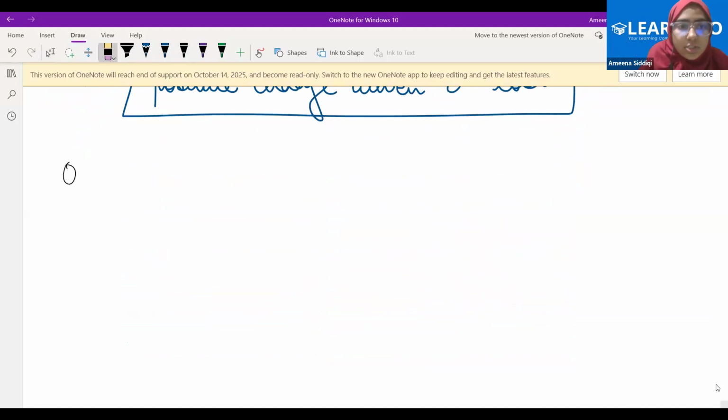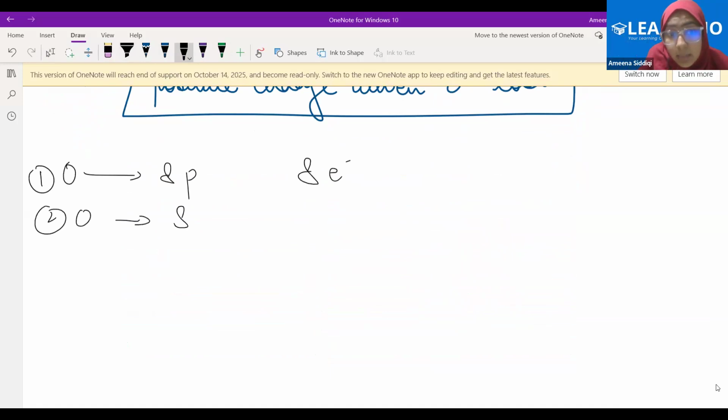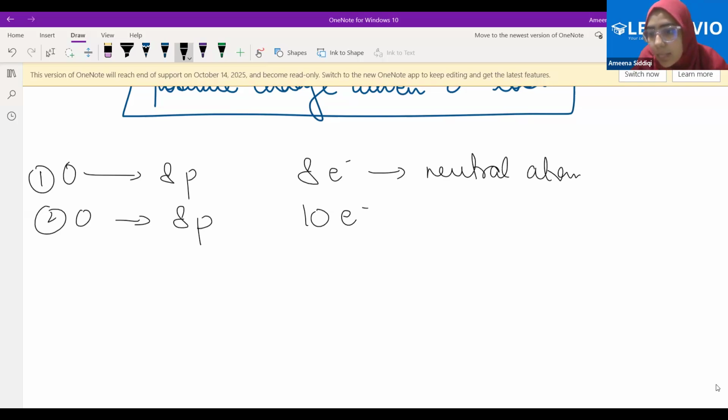Now let's see the second case for oxygen. In the first case, it has 8 protons and 8 electrons, right? In the second case, it has 8 protons, but it has gained 2 electrons. The valency is 2. So now it has 10 electrons. In the first case, 8 electrons and 8 protons neutralize each other and we get a neutral atom. In the second case, 8 protons will be able to neutralize just 8 electrons. 2 electrons will still be left unneutralized, right?